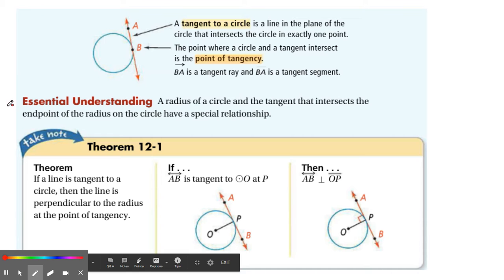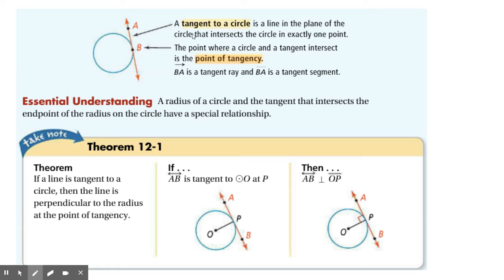So this is our picture. If you see the word tangent, you should be thinking about a line, it could be a segment, it could be a ray, that intersects a circle in exactly one point. So a tangent intersects the circle at exactly one point. That is point B on this line AB. That point B is called the point of tangency. And as I said, you can have tangent rays and tangent segments as well.